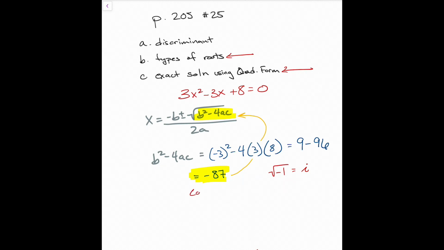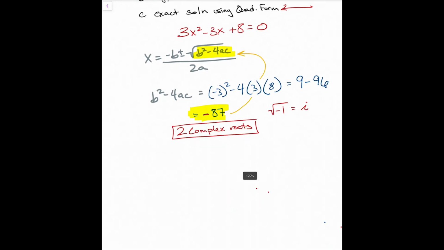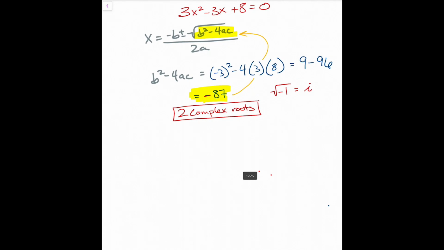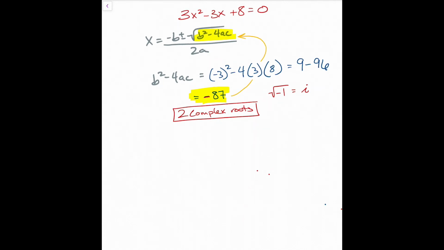So for part B, it says, what types of roots will I have? I will have two complex roots. And again, I was able to figure that out because I have a negative number in my square root. So there's part B. So now what I want to do is confirm that, right? I want to confirm that I actually do have two complex roots. So let's work this out.